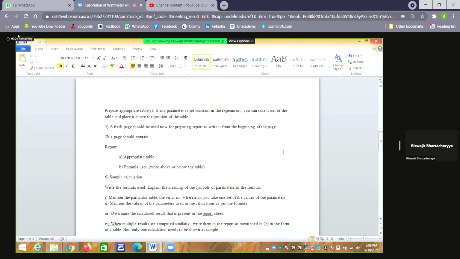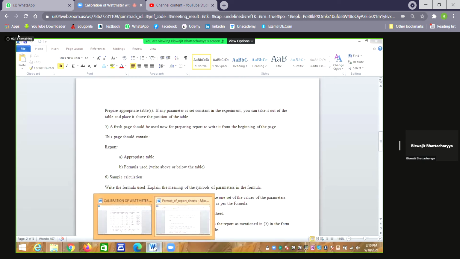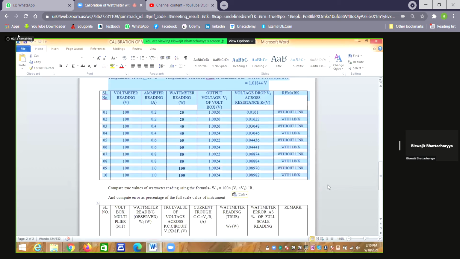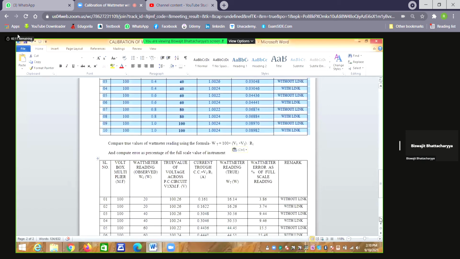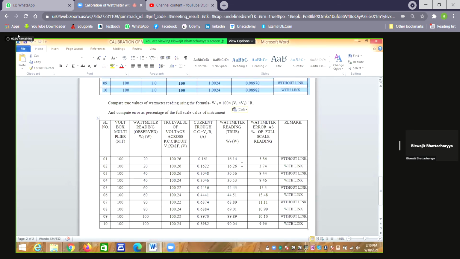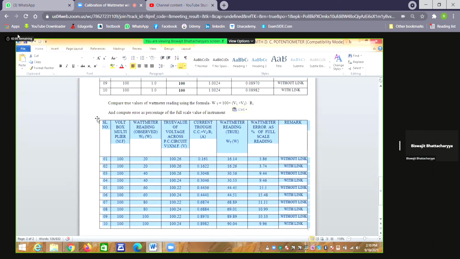It will be the experimental report, which means it may contain a table that will be the follow-up of the previous table. What is that? Your table will be this one, I'm just showing you. The second table will come in the experimental report. So this second table will be in your experimental report because you have done it.